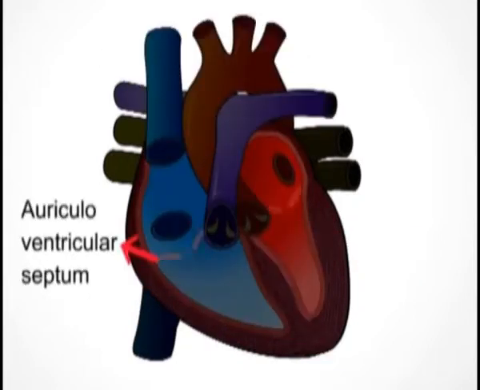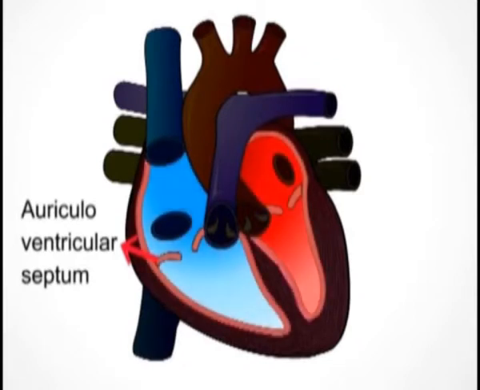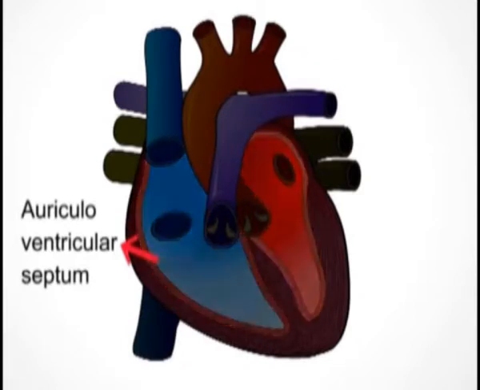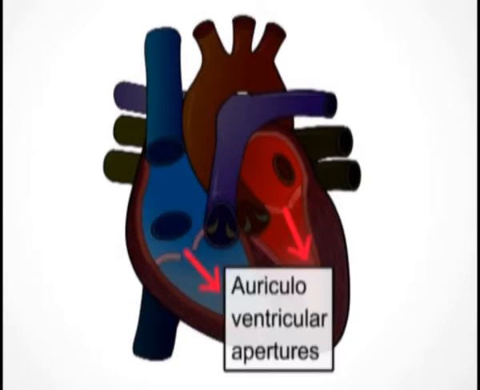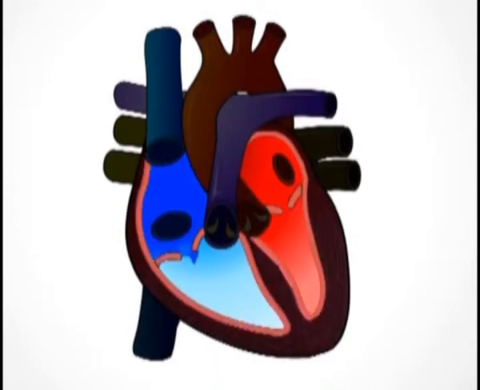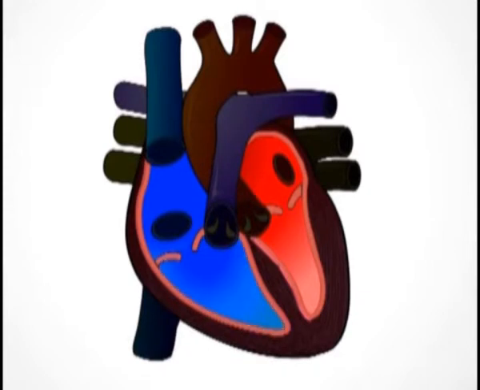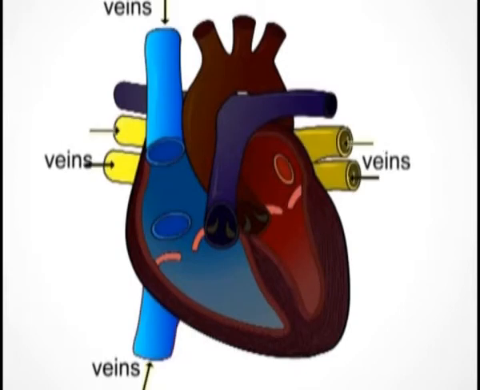The auricle and ventricles on both right and left sides are separated by auriculoventricular septum. There are small passages in the right and the left auriculoventricular septums called auriculoventricular apertures. For the blood to flow from right auricle to right ventricle and the left auricle to left ventricle, different vessels carry blood to and from the heart.